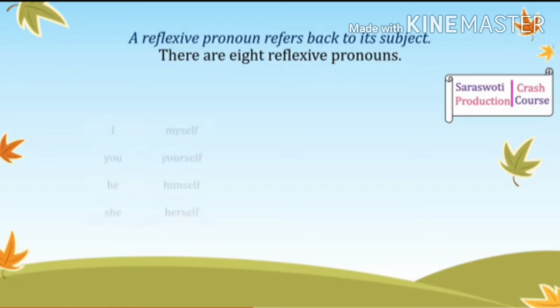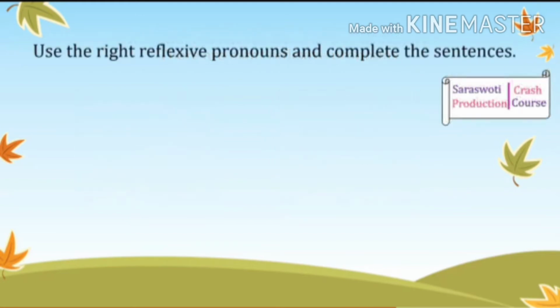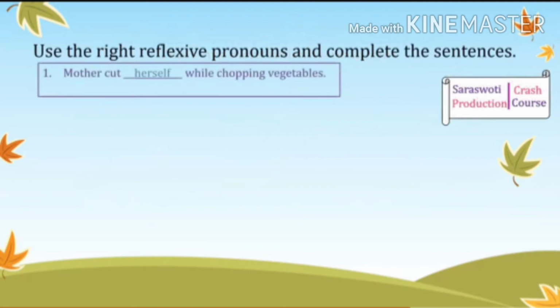There are 8 reflexive pronouns: I, myself; you, yourself; he, himself; she, herself; it, itself; they, themselves; we, ourselves; and you all, yourselves. So let's solve an exercise to see the application based on this.